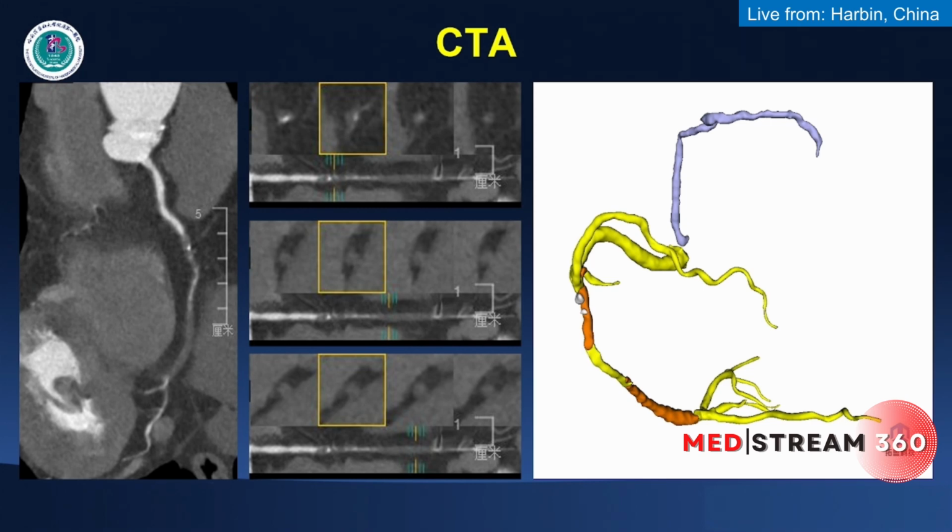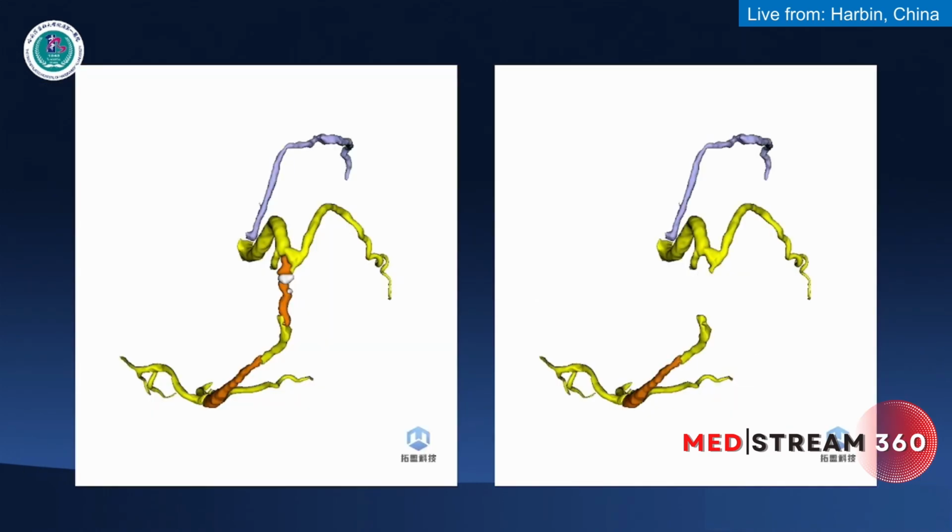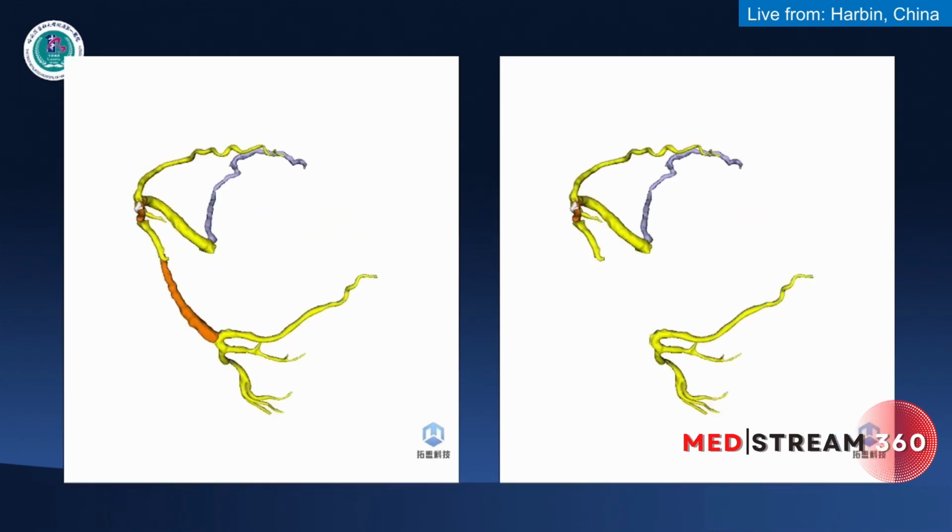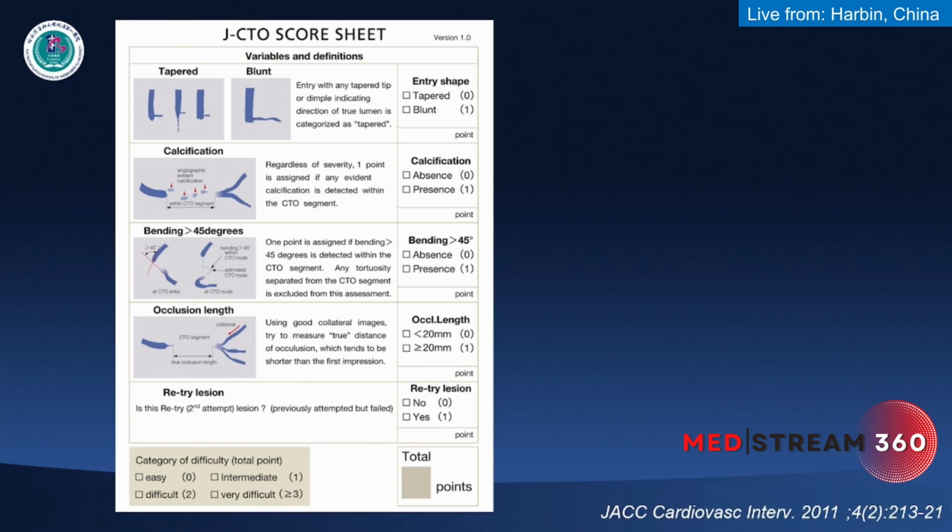3D reconstruction of the CTA, we can see two segments occlusion and distal cap, just at the distal bifurcation. Next, and this is the proximal cap. Next, okay, next. We already see this.